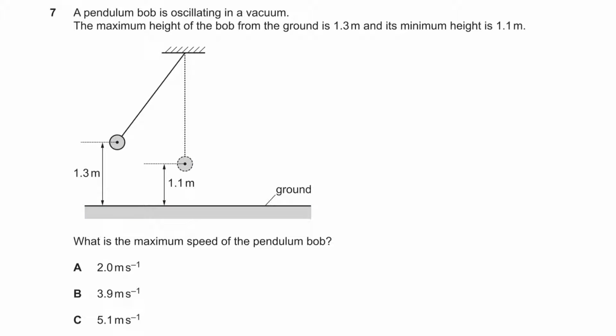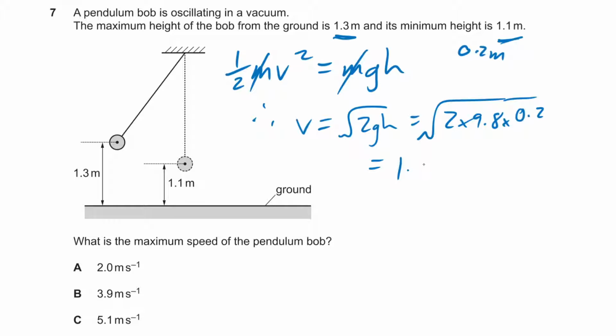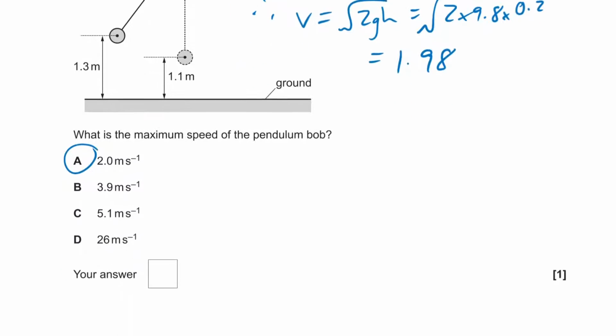D. A bob is oscillating in a vacuum. Maximum height of the bob. Oh, we have a height. What do I always say? If you see a height, then you know it's going to be all about energy. It doesn't matter what this is. If we have a height, we can find out the speed. So all we do is say that kinetic energy, half mv squared, is equal to gravitational potential energy, that's mgh. The m's cancel, therefore speed is equal to the square root of 2gh. So that's the square root of 2 times 9.8 times, what's the difference? 0.2 meters, methinks. And that gives us like 1.98, so therefore the answer is going to be A.